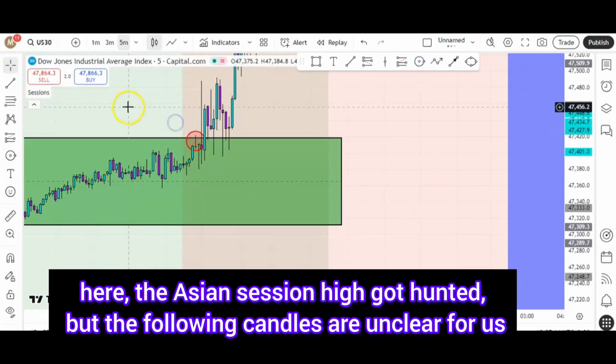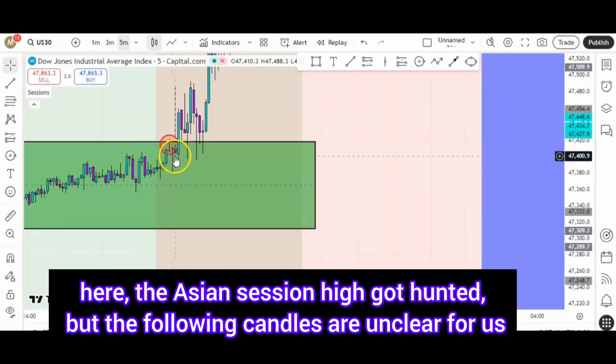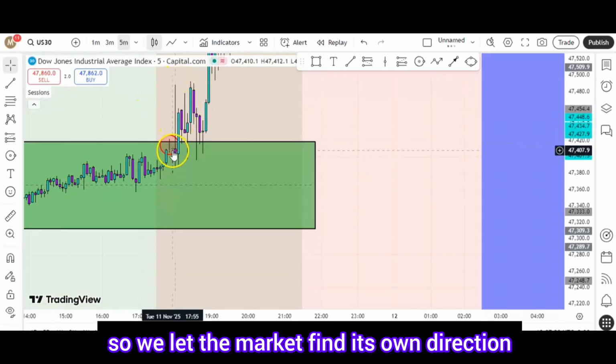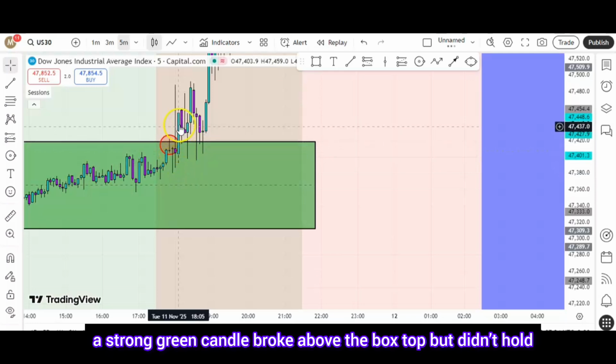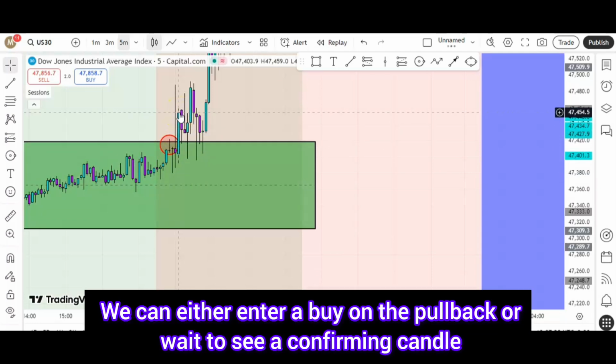Here the Asia session high got hunted, but the following candles are unclear for us. So we let the market find its own direction. A strong green candle broke above the box top but didn't hold. We can either enter a buy on the pullback or wait to see a confirmation candle.